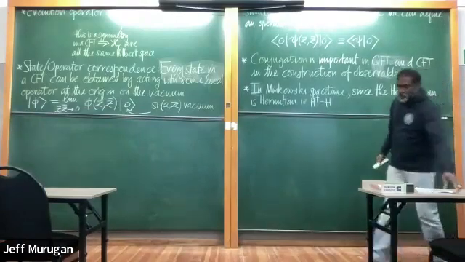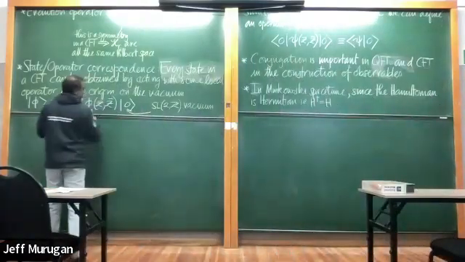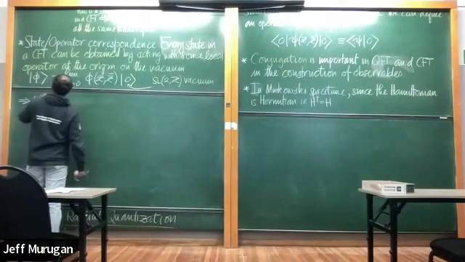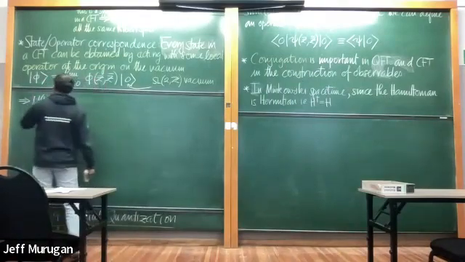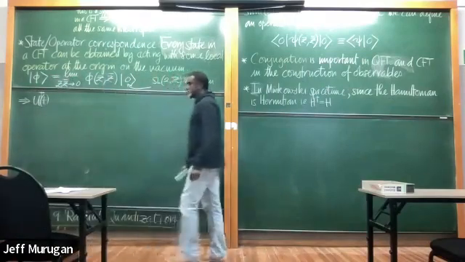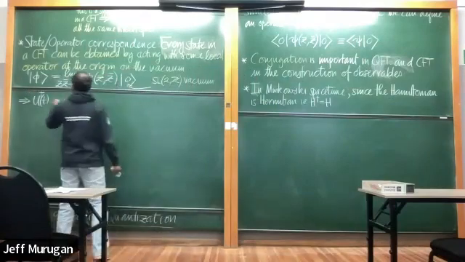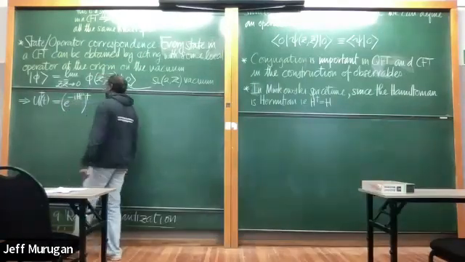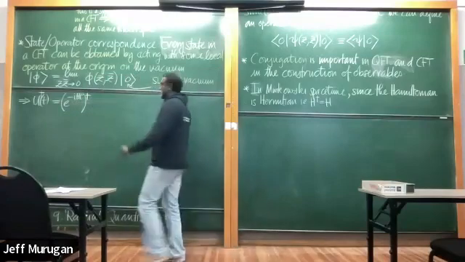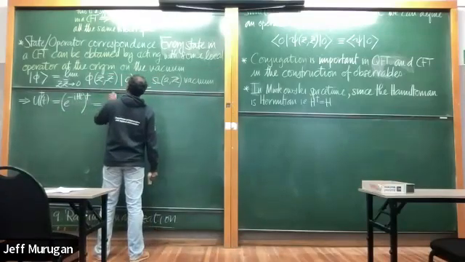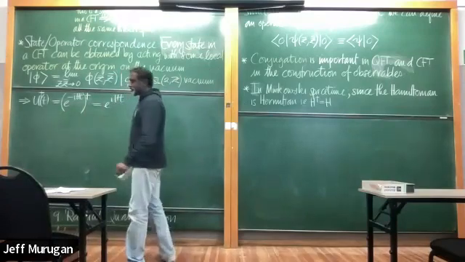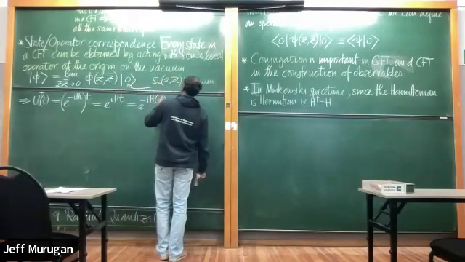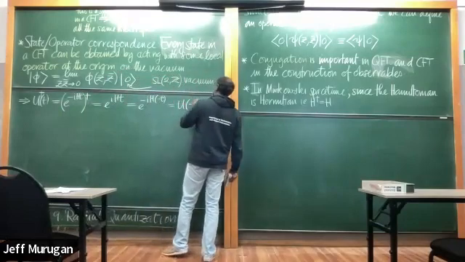what this means is that the time evolution operator U of t, which I can construct from the Hamiltonian, satisfies the following: if I take its dagger, its Hermitian conjugate, this is e to the minus i H t, dagger, which is e to the i H t, which is e to the minus i H times minus t, which is U of minus t.